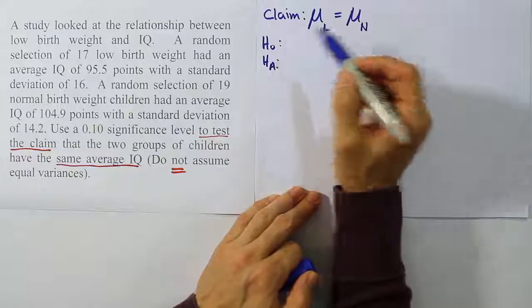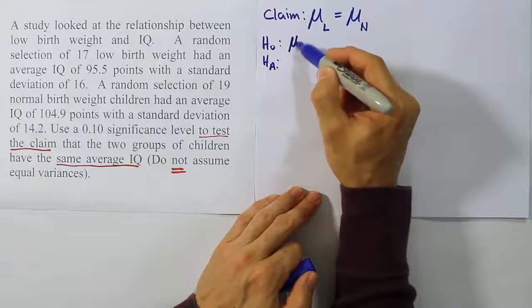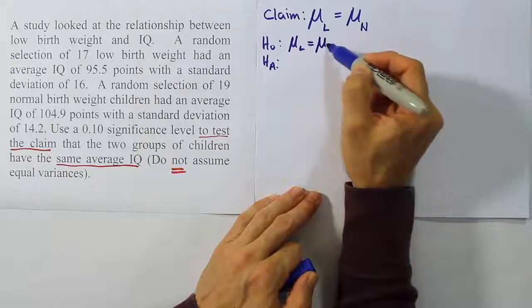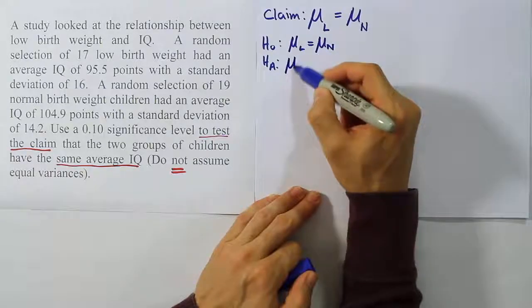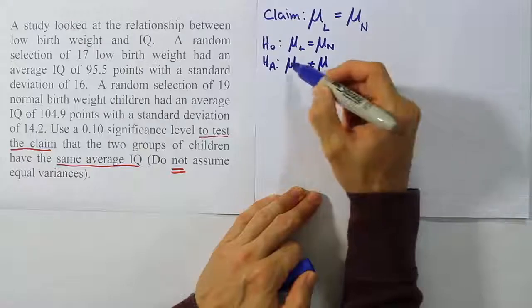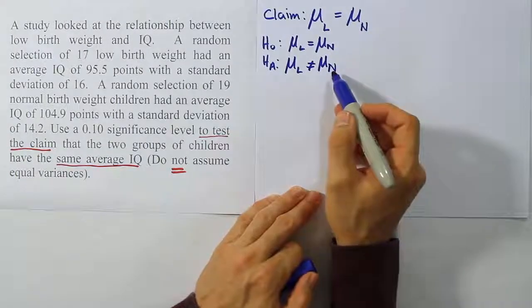For the H0, we're going to say that it's the same as the claim because the claim has an equal sign. And whenever it has the equal sign, the H0 and the claim are the same. Okay, for HA, we have to express the opposite idea, which would be not equal to here. So we'll say not equal to. So the mean for low birth weight children is not the same as the mean for normal birth weight children.